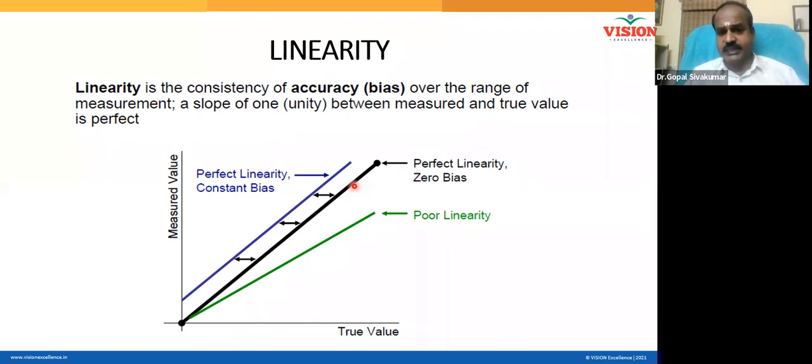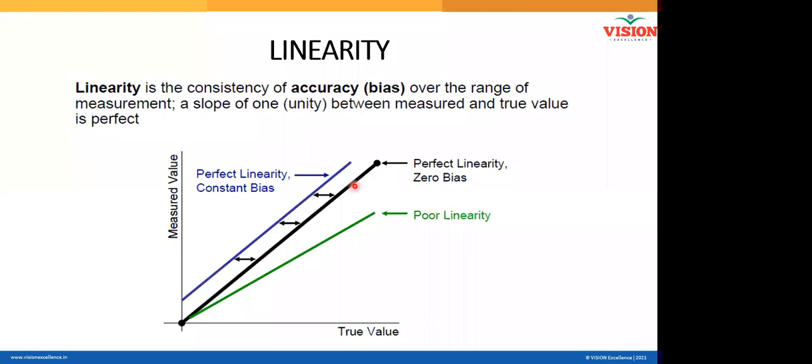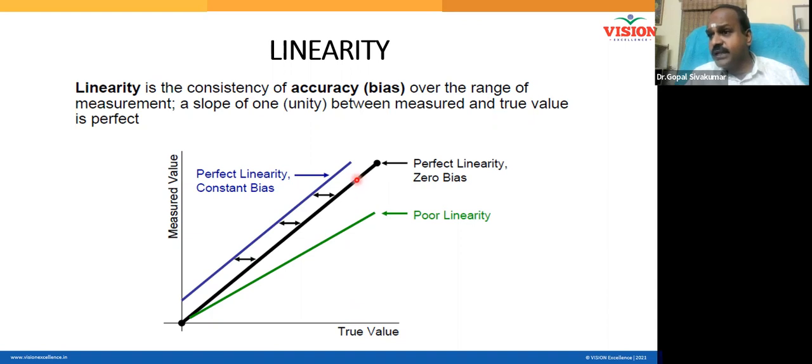Bias is 5, isn't it? So, 1005. The value is 1000. What will be the recorded value? 1005. Very good. So, instead of 1000, you will record it as 1005. So, at the lowest value also, the bias is 5. Highest value also, bias is 5.